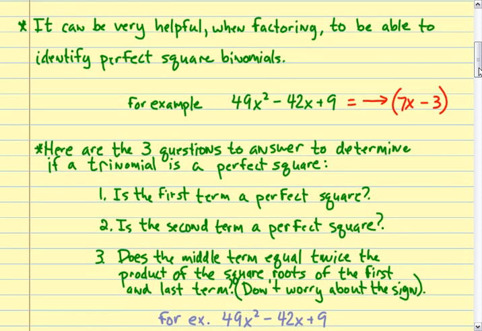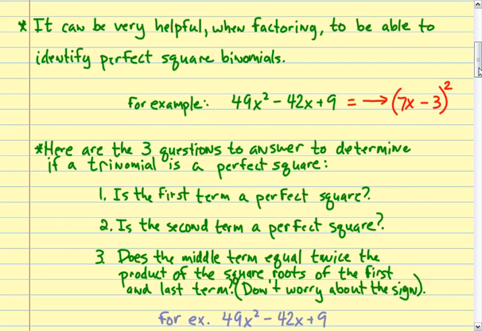It can be very helpful when factoring to be able to identify or recognize perfect square binomials. For example, 49x² − 42x + 9 is a perfect square binomial. It's what we get when we square this binomial. Oh, I need to put a square up there above that. That's why that needs to be there.